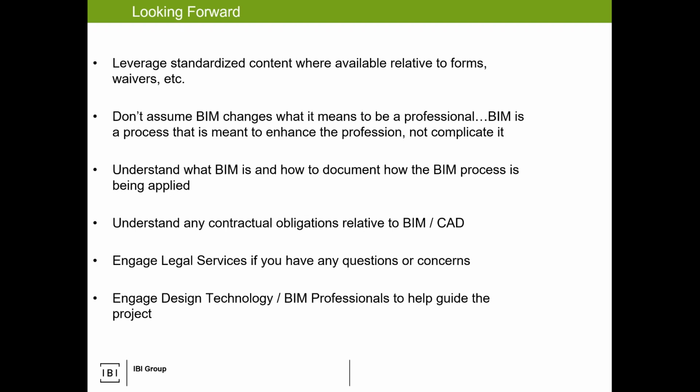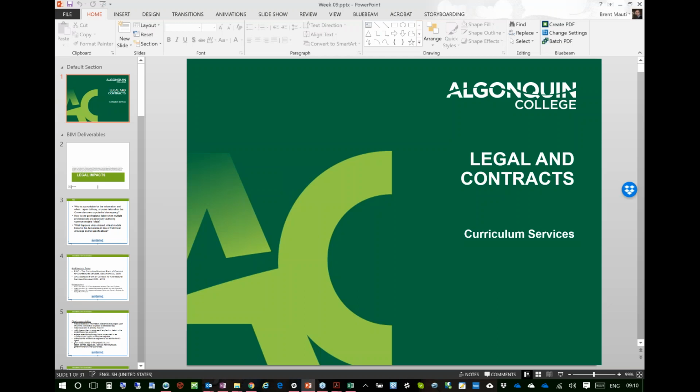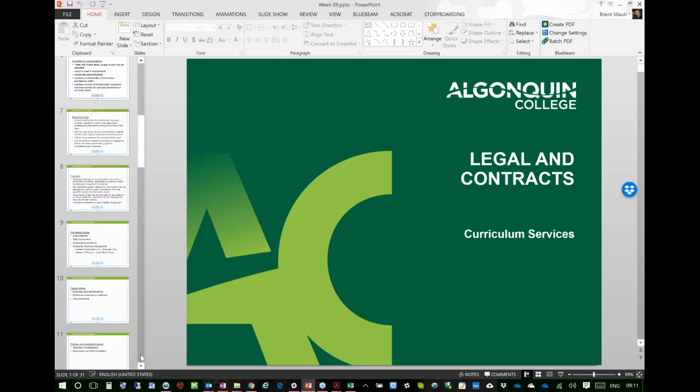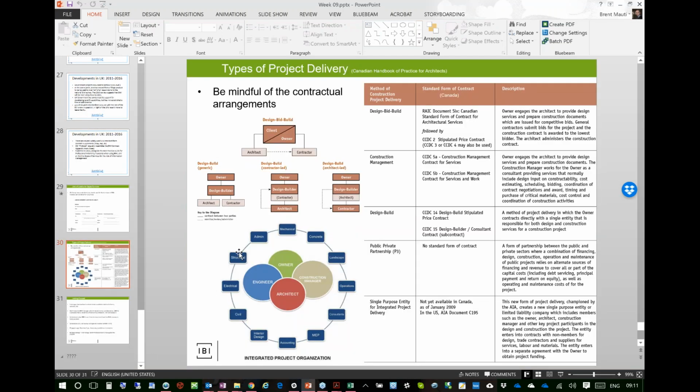Understand the contractual obligations, engage any legal service at your availability, and then engage BIM professionals to guide the project. All of our failures happen when those things are not happening. Somebody signs on the dotted line, makes a promise, not really sure what was promised, and that really leads to catastrophe. So that's all I had on the slide this week.